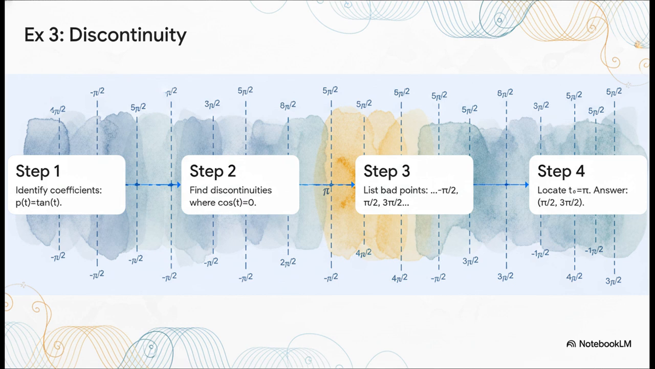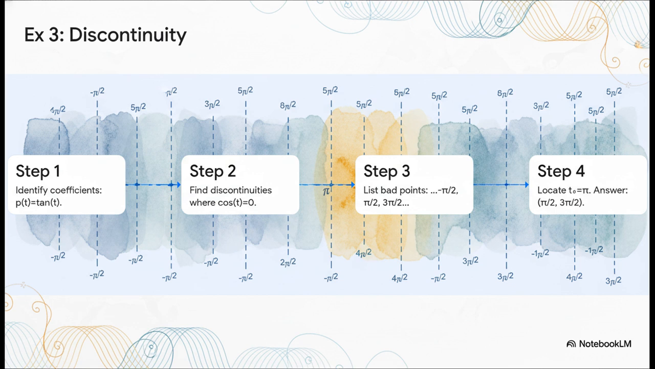Step 1, our coefficient p of t is tangent of t. Step 2, we know that tangent has discontinuities wherever its denominator, cosine of t, is 0. Step 3, as you can see, this creates this infinite series of bad points that act like walls, chopping the number line up into all these separate little intervals. So how in the world do we choose the right one?